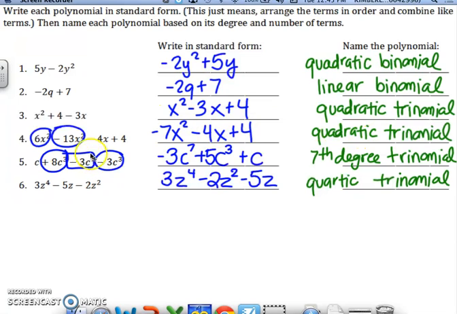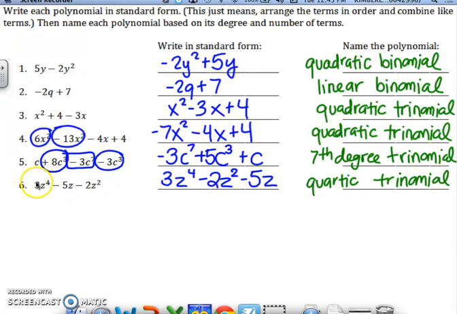On this one, I boxed negative 3c7. I made a mistake. That was not supposed to be a 7. It was supposed to be a 5. But in this case, what you could say is it's a 7th degree because that degree was a 7. And then again, I combined the 3c and subtracted 3c cubed from it and got a positive 5c. And I re-brought that c over here. There were 3 terms, so it was trinomial.